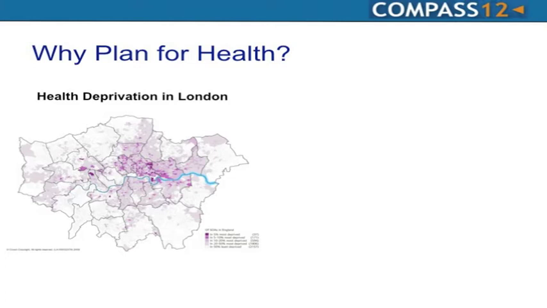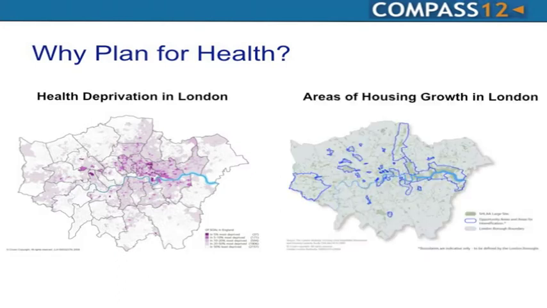And you can see there the actual health deprivation. There are various indicators that develop our health deprivation index. But you can see there are very dark purple spots where there are significant health issues in London. With that, they have significant housing growth, and you can see there are parallels between deprivation and housing growth.